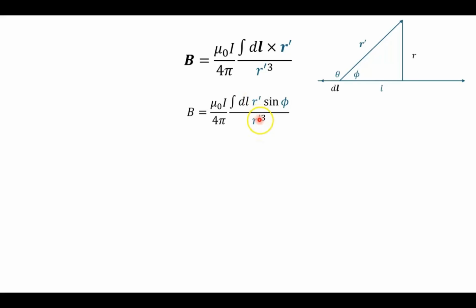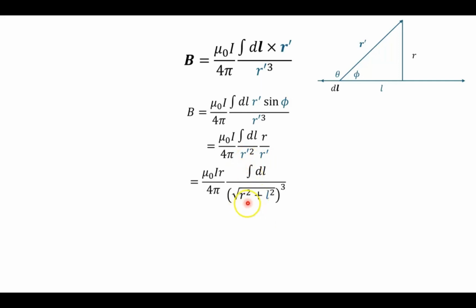From this equation, you can immediately see that the r prime on the numerator cancels out with one of the r prime cubed on the denominator. And we will get r prime squared here. But from the sine of phi term, we will get another r over r prime. So in total, you still have r prime cubed on the denominator.